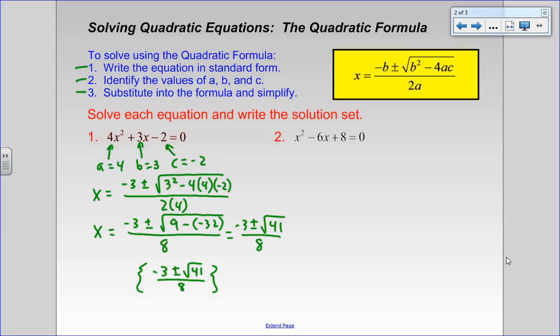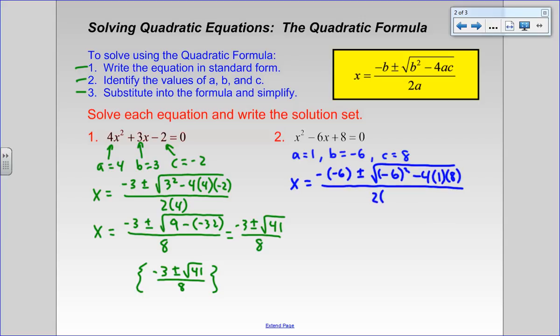Let's move to our second example. X squared minus 6x plus 8 equals 0. In this case, a equals 1, b equals negative 6, and c equals 8. Substituting into the quadratic formula, we obtain x equals negative 6 plus or minus the square root of negative 6 squared minus 4 times 1 times 8, all over 2 times 1.